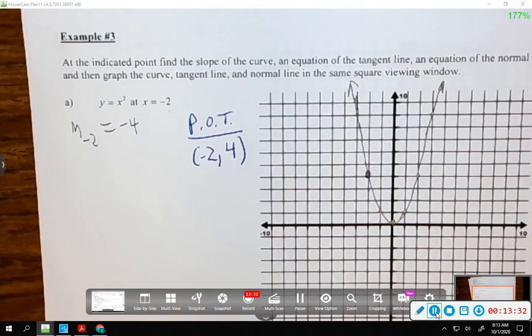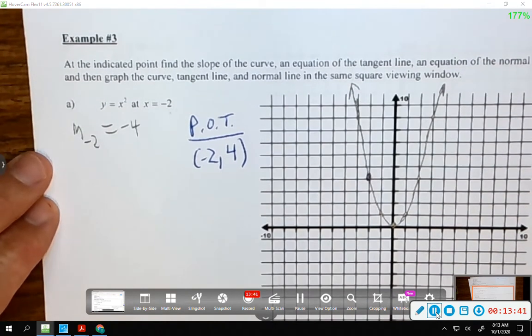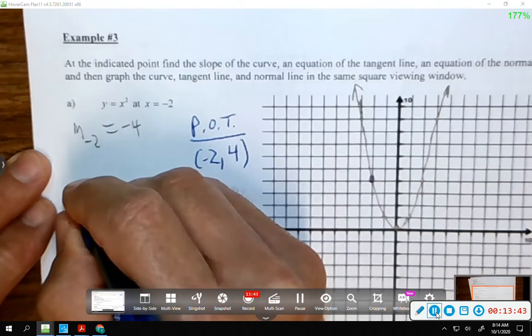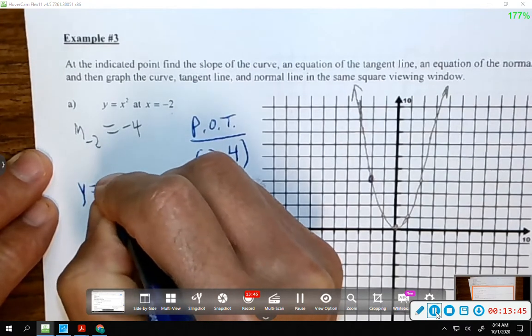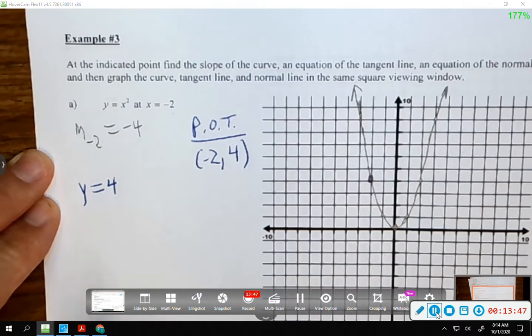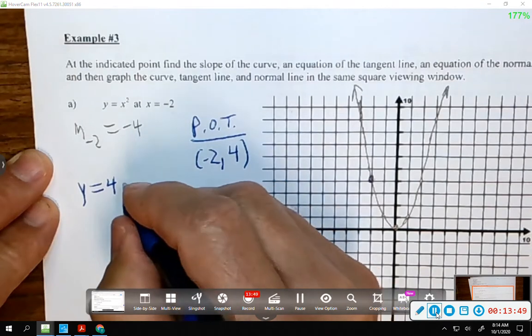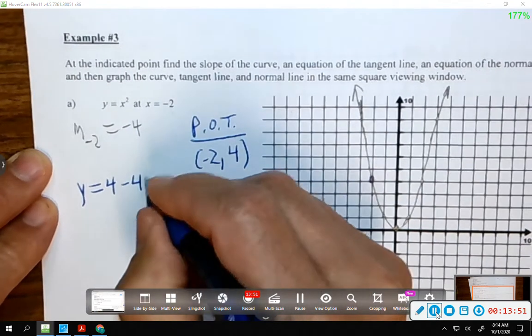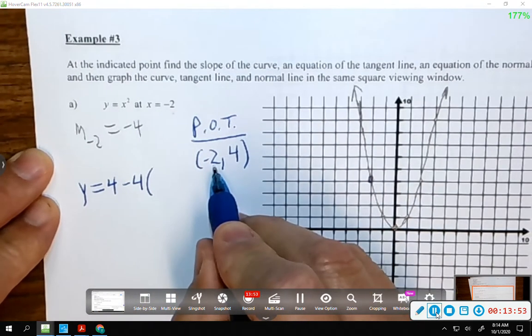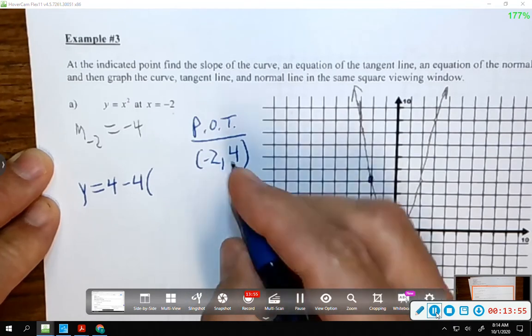So if I want to find the equation of the tangent line, I have a slope and I have a point that it passes through. To find the equation of a tangent line, write it in linearization form first. Y equals the y-coordinate plus the slope, since it's a negative 4, I'll just say minus 4, times x minus the x-coordinate. X minus negative 2 becomes x plus 2.